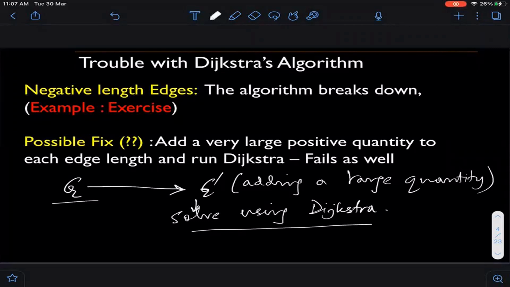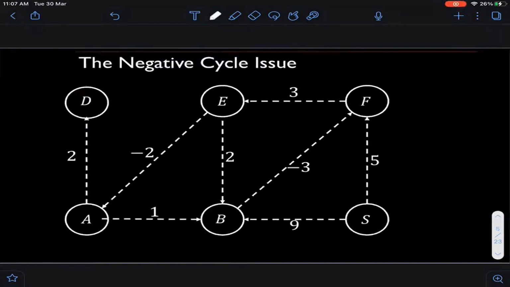So this will not work is the punchline. We require some other ideas in order to be able to handle negative edge lengths. But before going into that, we need to talk a bit about this negative cycle issue.